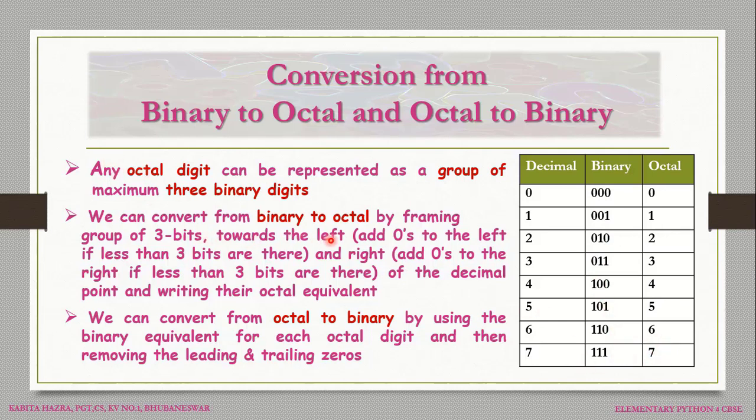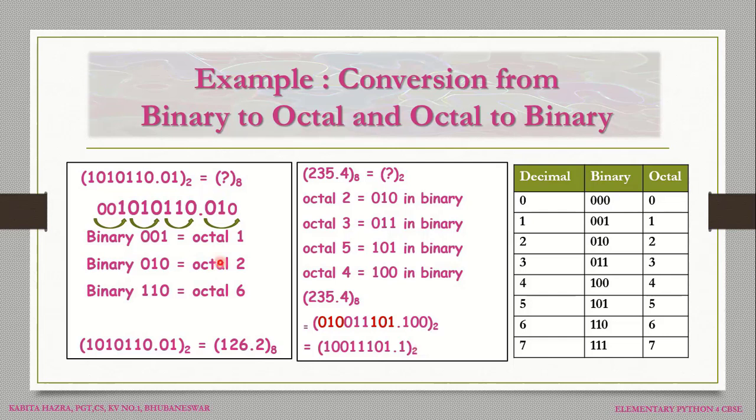So we can convert from binary to octal by framing groups of 3 bits towards the left and right of the decimal point and writing their octal equivalent. If there are fewer digits to the left or the right, then we may add additional zeros. We can convert from octal to binary by using the binary equivalent for each octal digit and then removing the leading and trailing zeros. Let us see examples. So the first one is from binary to octal and this one is from octal to binary.